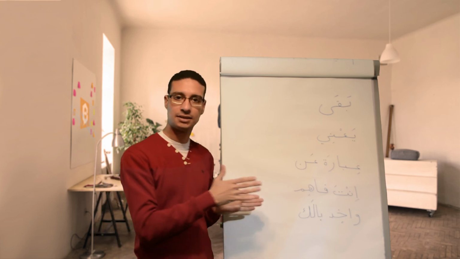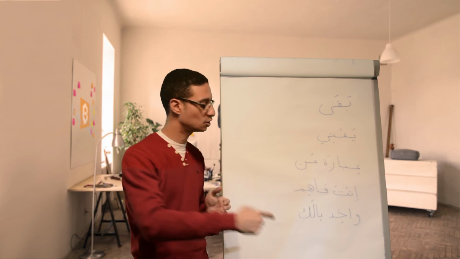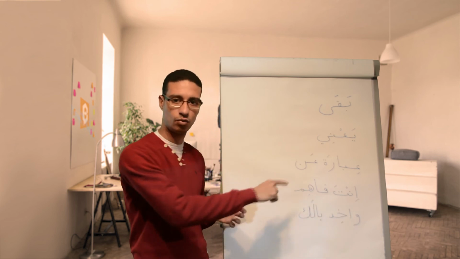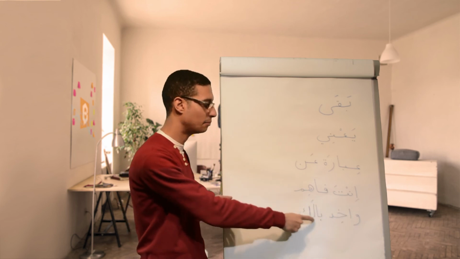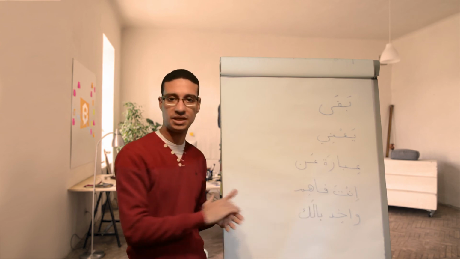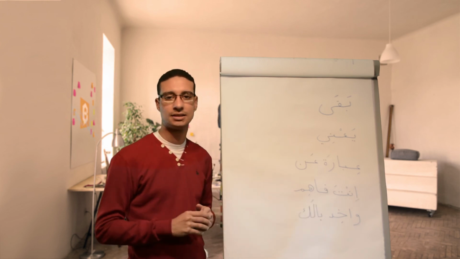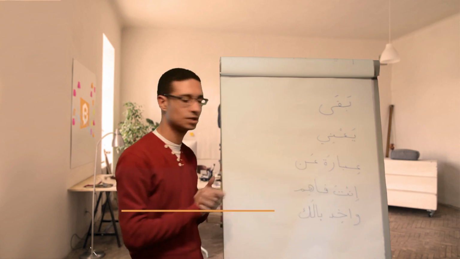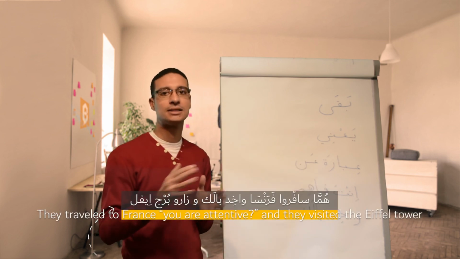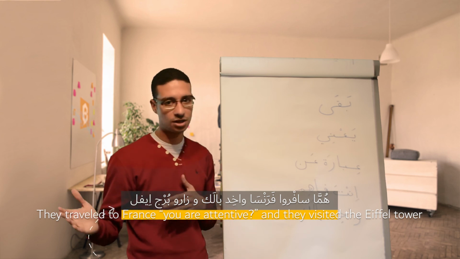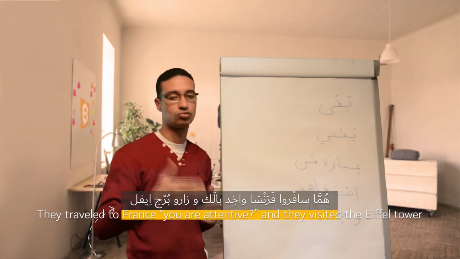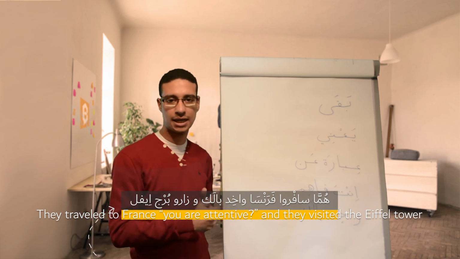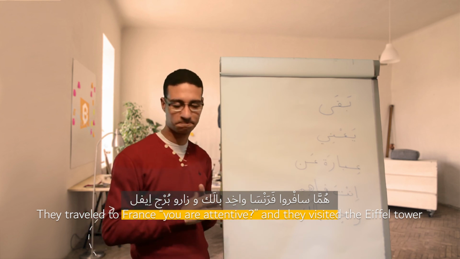So it's wahid balak. If you're talking to a woman, it's wahda here because it's an active participle, so wahda with ta marbuta, and then instead of balak, it will be balik. So the example that we used for intafahim, we will use it again. So humma safru faransa wahid balak or wahda balik, we zaru burg Eiffel.